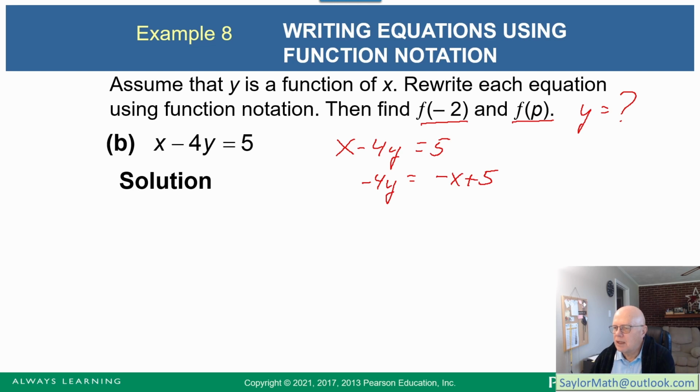There we go. And I need y, so I'll divide by negative 4. It'll give me y here. And negative x plus 5 over negative 4 would be one way of writing it. Or if you want to, you can write it as y equals 1/4 x minus 5/4. And last of all, we want function notation. Put an f of x where the y was.